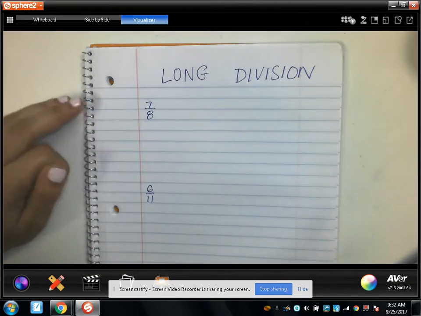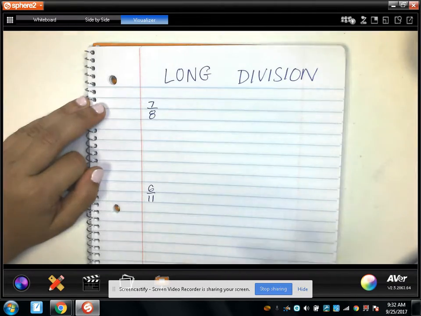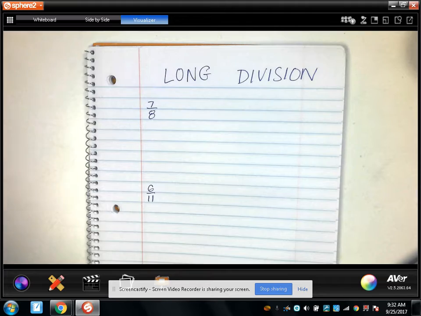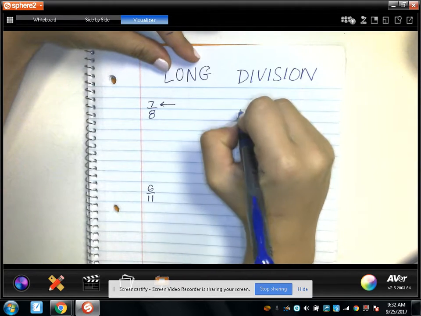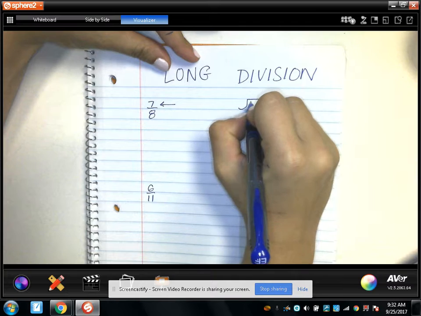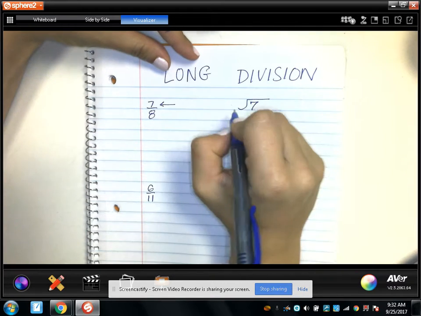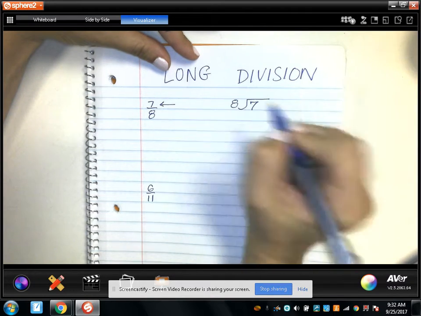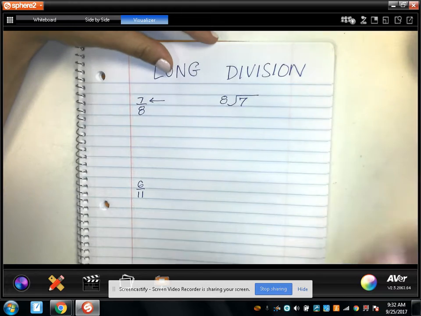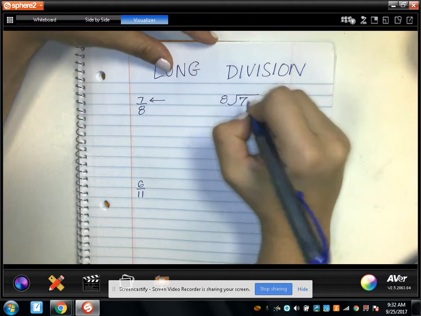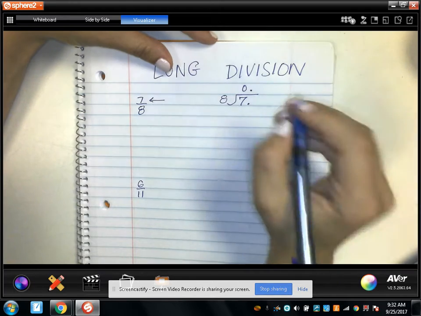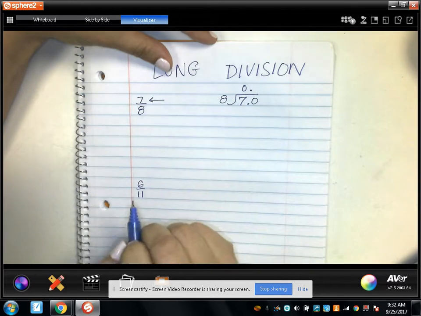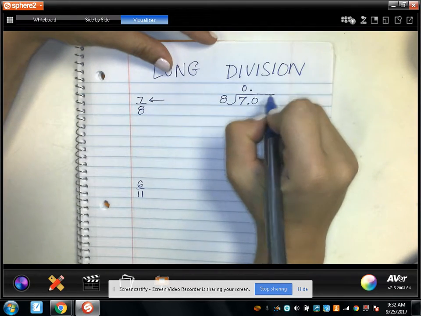Okay, in this video, I'm going to go over how to change a fraction into a decimal using long division. So the first thing you need to remember is that the numerator goes on the inside of the division symbol. So we're going to see how many times 8 fits into 7, and it doesn't. So I put a 0 there, and I bring my decimal point over, and I need to keep adding zeros until I find my answer.